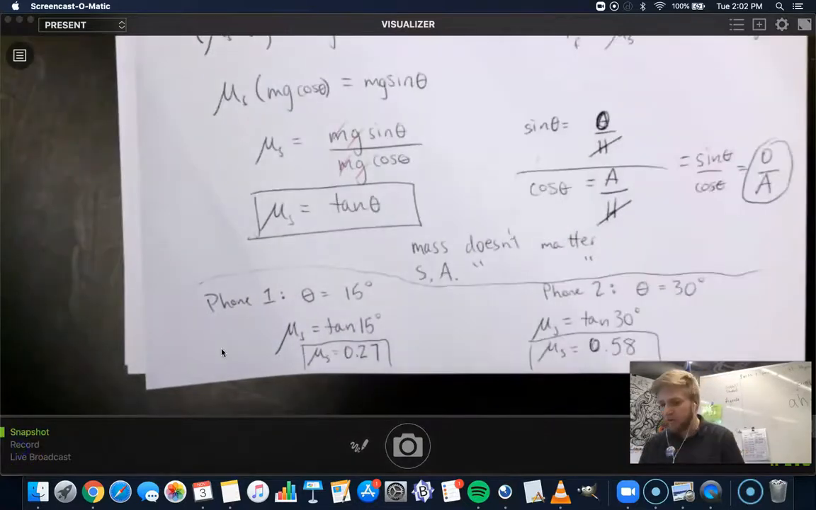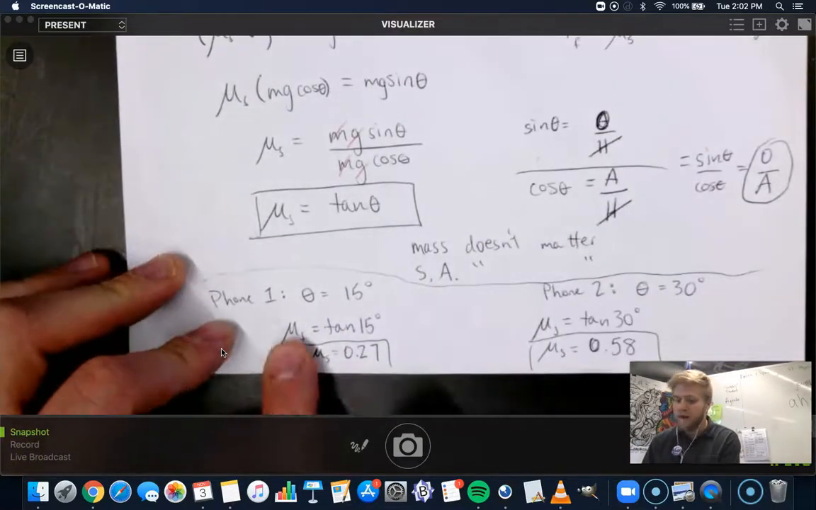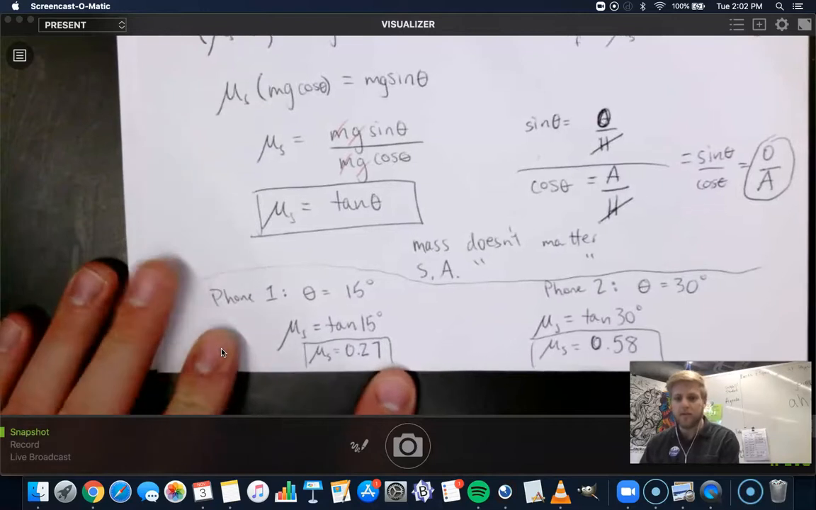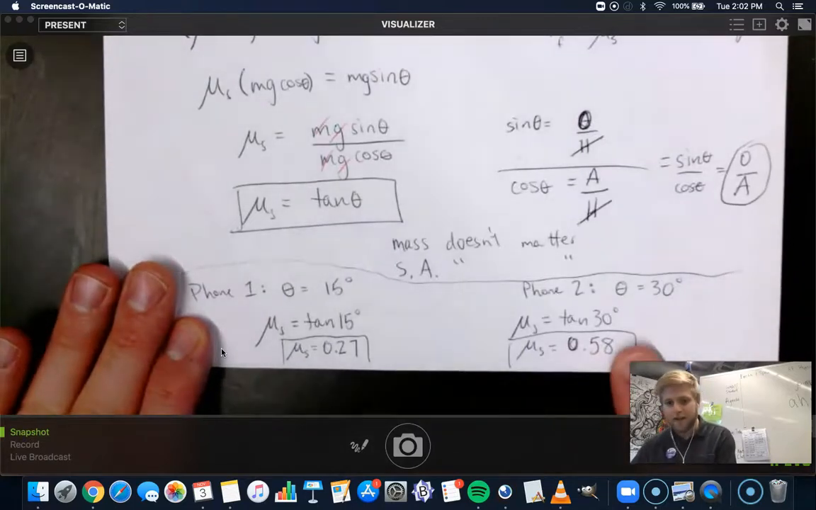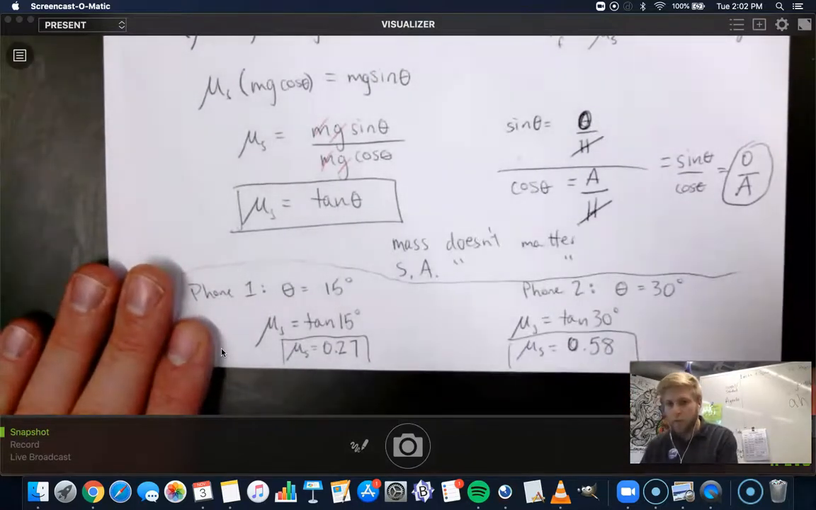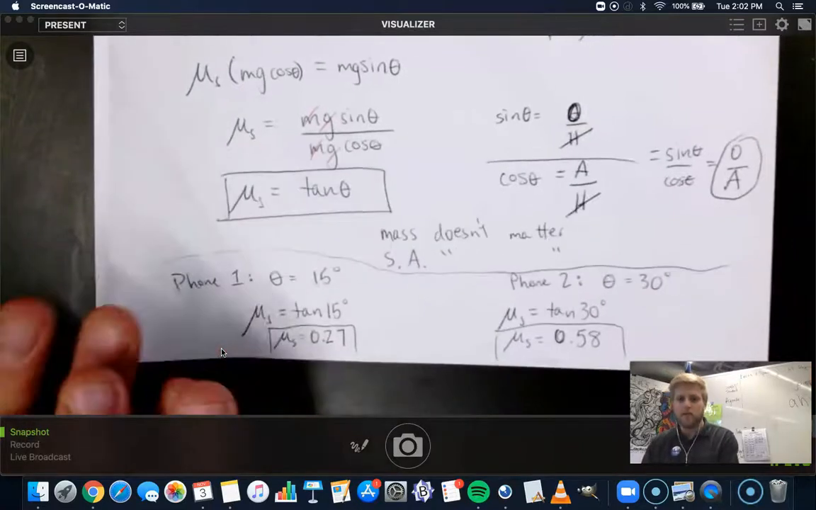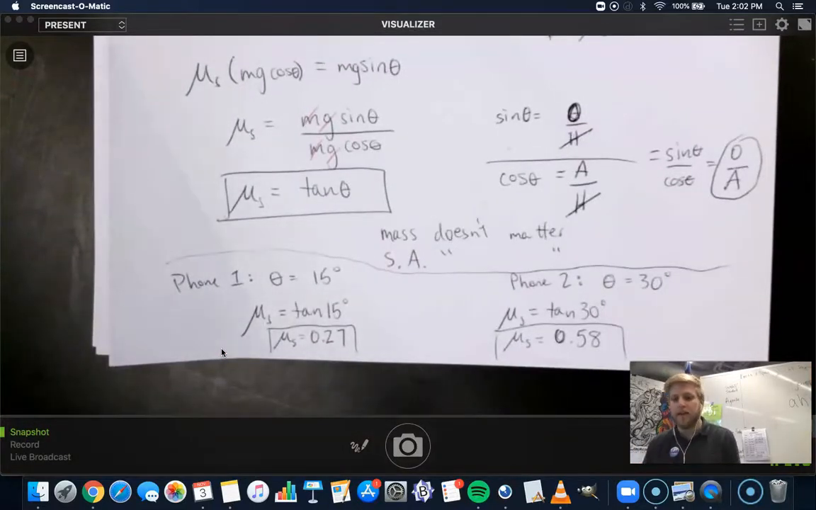So I was careful to put my calculator into degree mode, and I found the tangent of 15 degrees is about 0.27, and the tangent for the other phone of 30 degrees was 0.58. So this is actually just a little bit better than twice as grippy as the other one. So for my money, I would want the phone case that has better grip so that it's less likely my phone will just randomly start sliding off of surfaces.